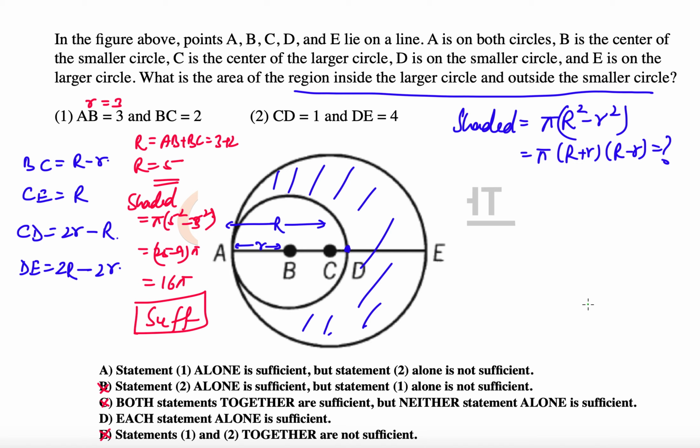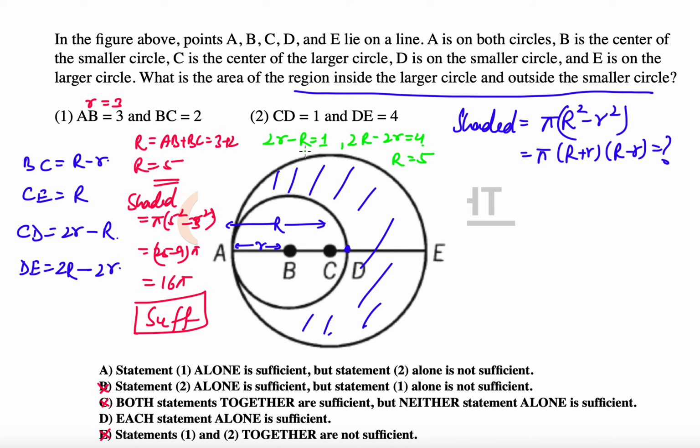Now let's check the second statement. The second statement says CD is equal to 1. So CD, we already have written that twice small r minus capital R is equal to 1, and DE, which is equal to twice capital R minus twice small r, is equal to 4, which means we can once again simplify these two equations, and then we can find out the radius. For example, if I just add the two equations, then minus 2r will cancel out this plus 2r, the small r, and we have R is equal to 5.